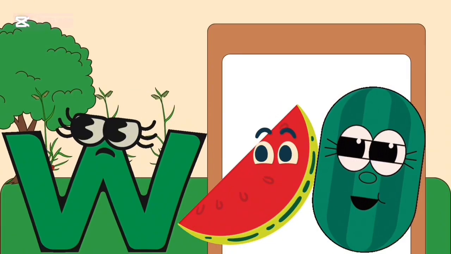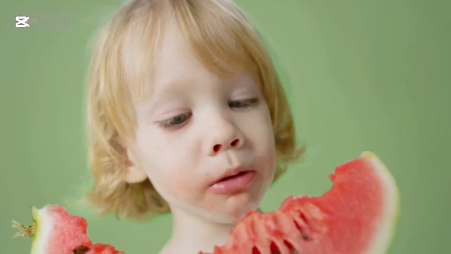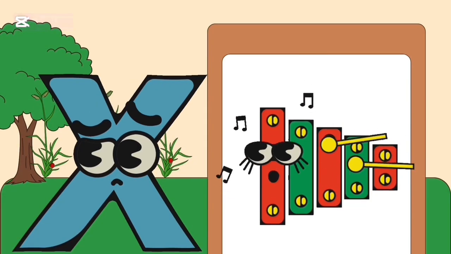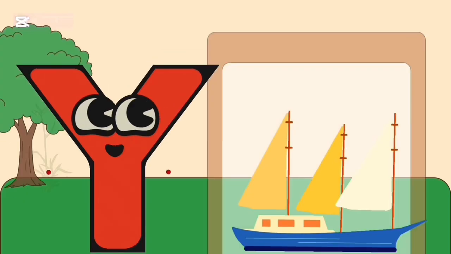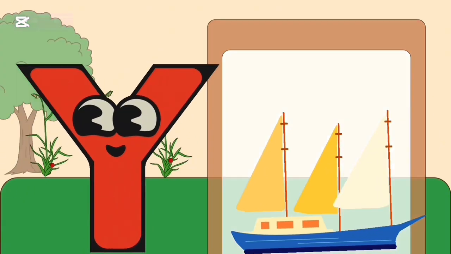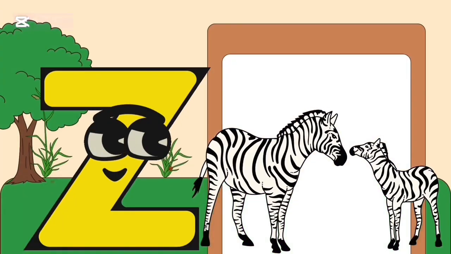W is for watermelon. Watermelon. X is for xylophone. Xylophone. Y is for yacht. Yacht. Z is for zebra.